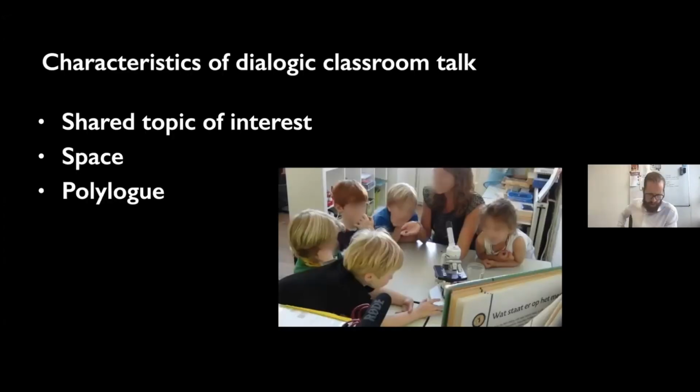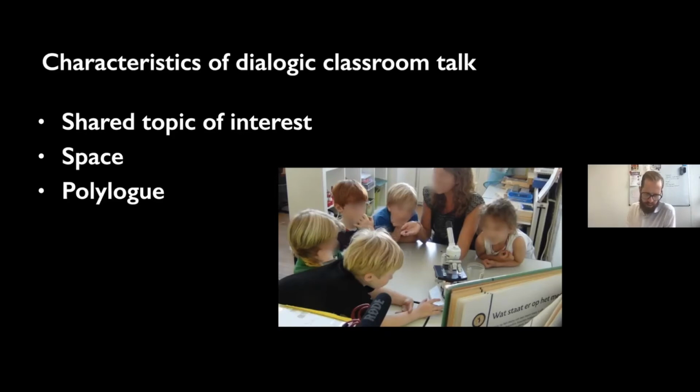The first characteristic that we described of dialogic classroom talk is that there should be a shared topic of interest. This topic gives direction and purpose to the conversation. It determines this is what we, as a group of participants of this conversation, are talking about. This sounds logical, but surprisingly, in many classroom conversations, there's no such thing as a shared topic of interest, or the topic remains very implicit. So not all the participants know what the shared topic of interest is.